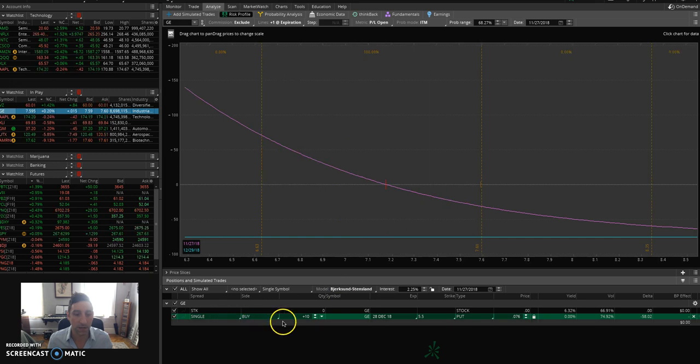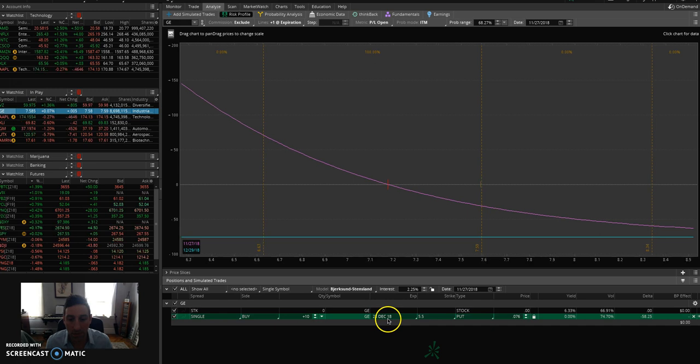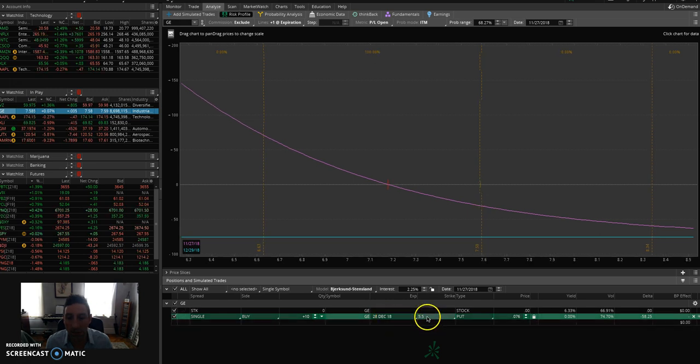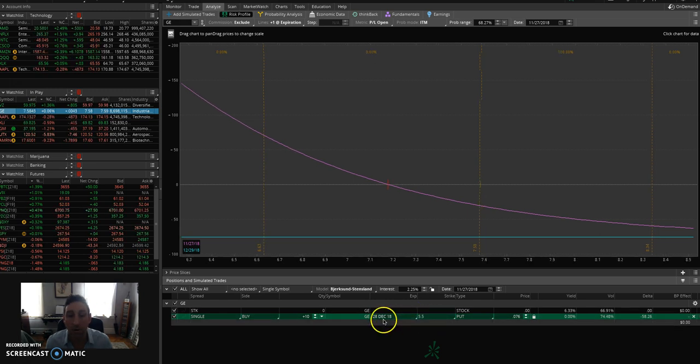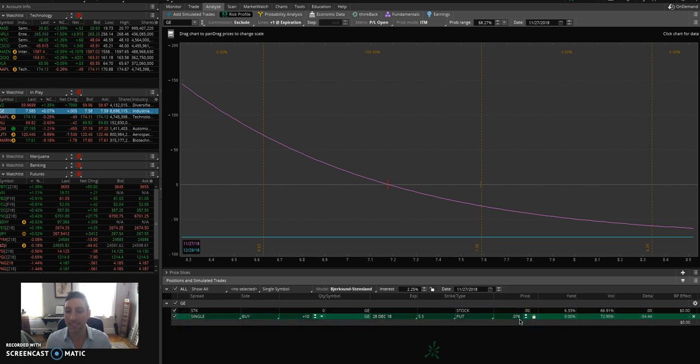As you can see down here, here's my position. Even though I'm trading this in Robinhood, I'm just using Thinkorswim for the charts. It says GE buy 10 contracts. The date is December 28th, and then the strike price, which is $5.50. The kind of trade is buying put options. And here is my premium that I paid for it, 0.076.